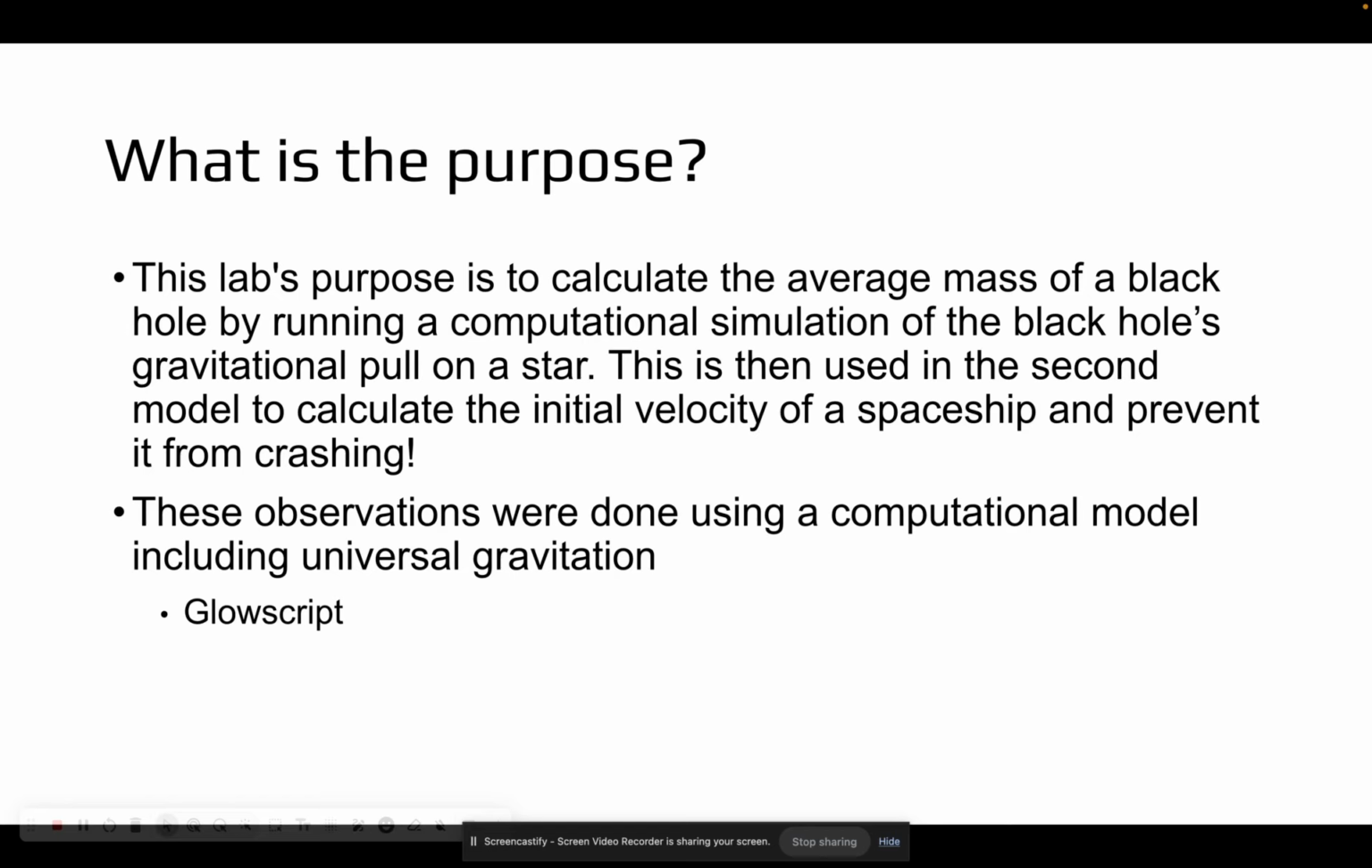And then the mass of the black hole is used in the second model to calculate the initial velocity of a spaceship and prevent it from crashing while also trying to make a figure-8 orbit. These observations were done using a computational model including universal gravitation within the GlowScript model.